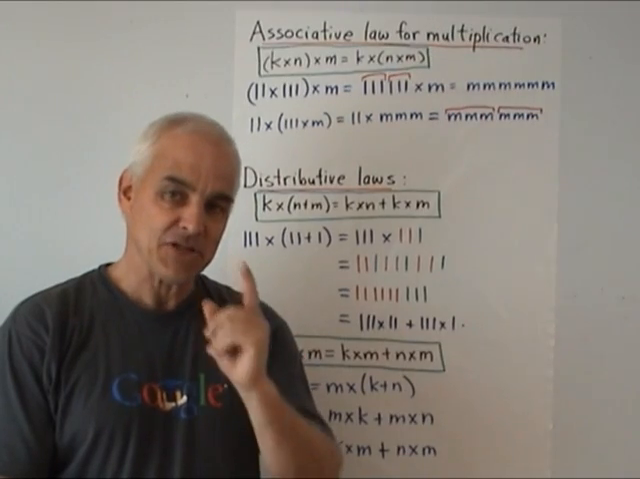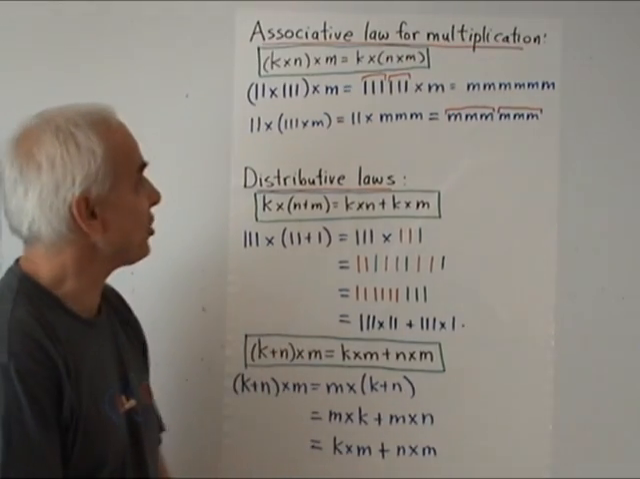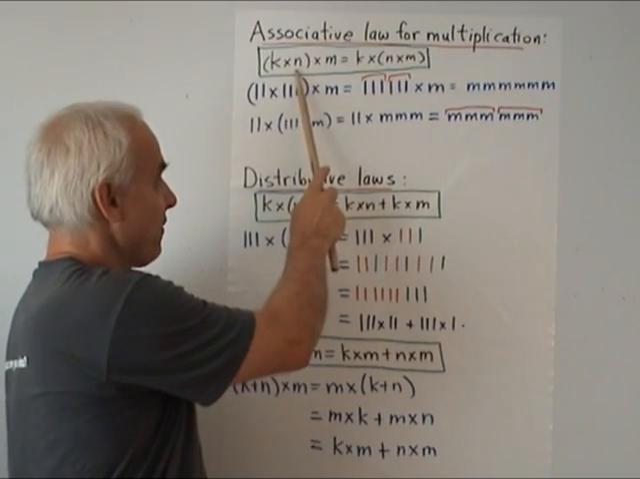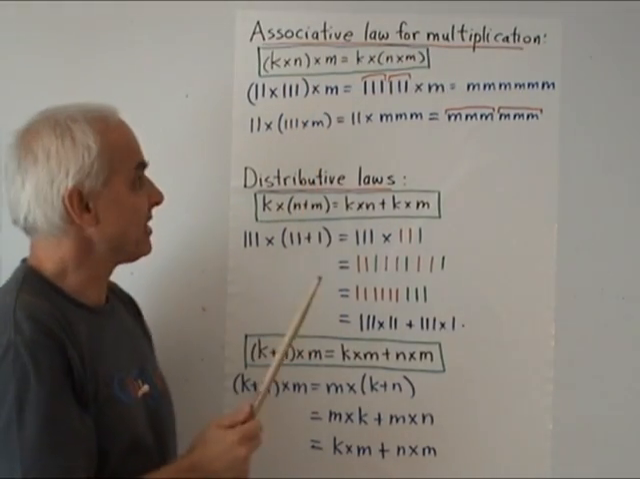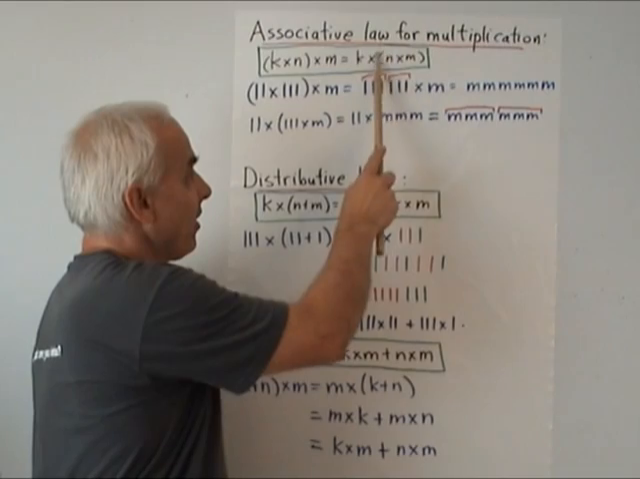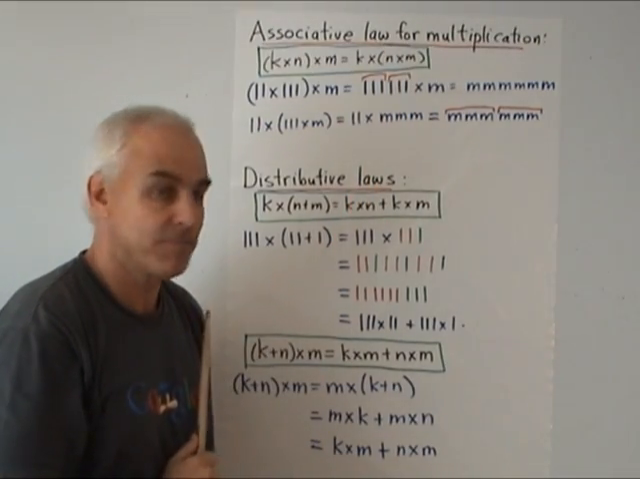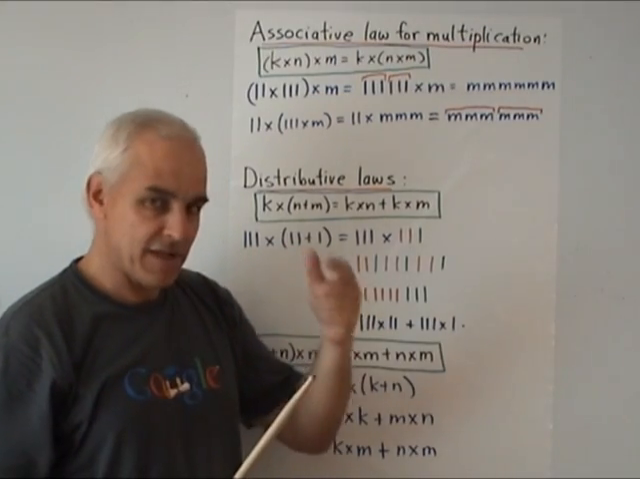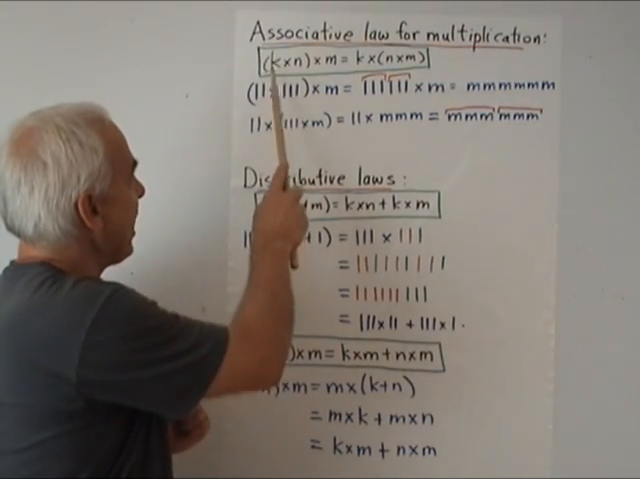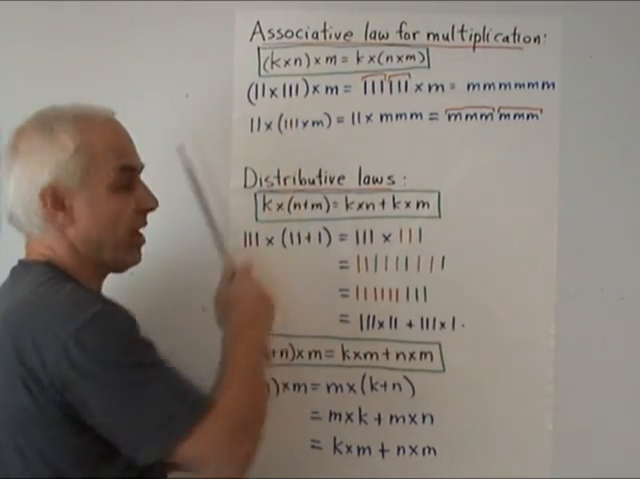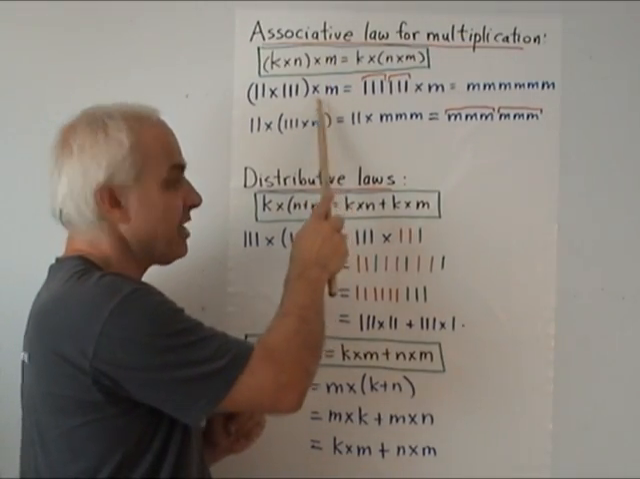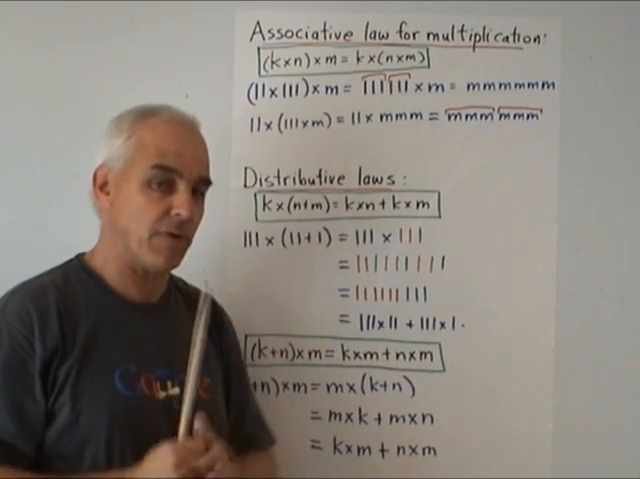Our next law is the associative law for multiplication. k times n, done first, times m, is the same as k times what you get when you take n times m. So let's illustrate with an example. Suppose k is 2 and n is 3, and I'm not going to suppose that m is anything in particular, so we'll leave m as general.